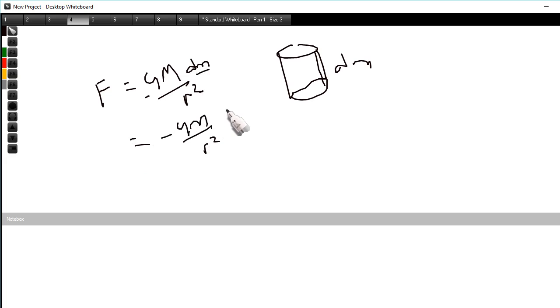I can write it as, since the density is mass by volume, then mass will be equivalent to density into volume. So it will be equivalent to density, and instead of writing volume, I can write volume as dr into dA. Okay, so that is the first equation.